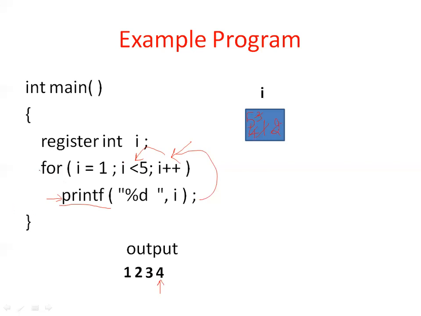So the control directly comes out from the loop, comes here. There is no statement here. Then it goes to the end of the program. So then your program ends here. Then on the output screen, you can see 1, 2, 3, 4 printed.